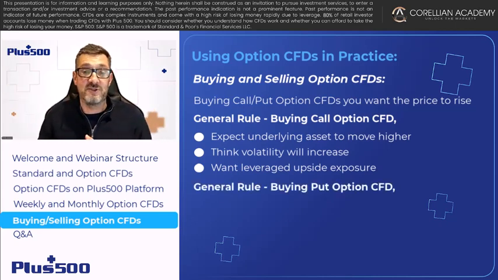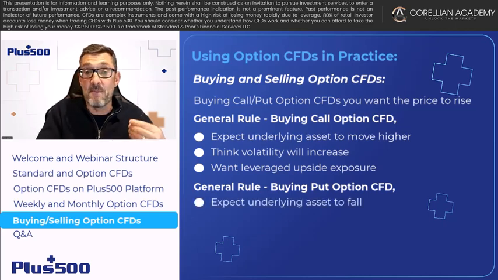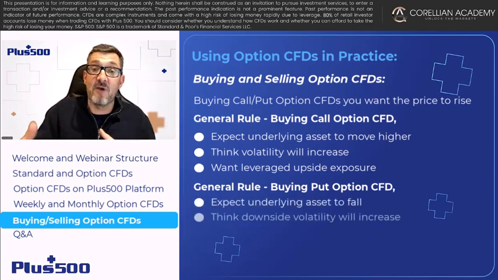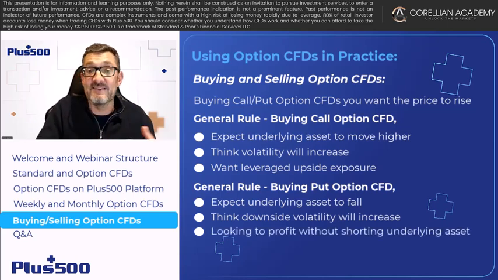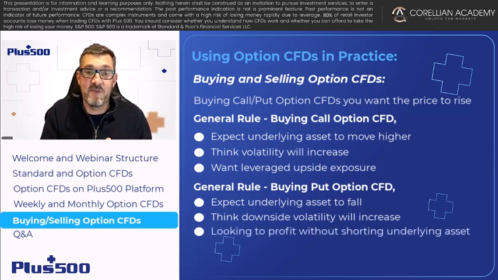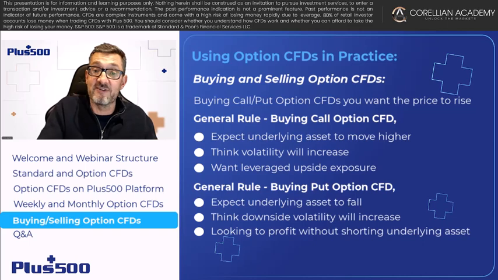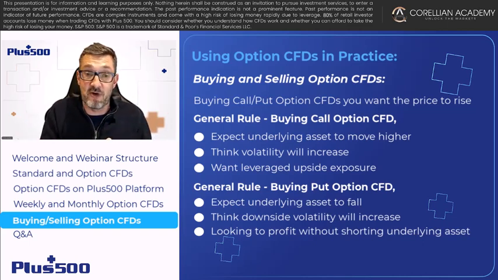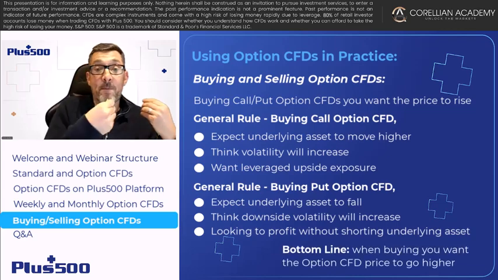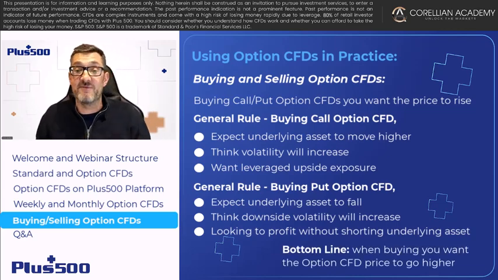When you buy a put option CFD, you expect the underlying market to fall, you think downside volatility will increase, and you want to profit from weakness without shorting the asset. A falling market or rising volatility usually will lift the put option CFD premium price. The bottom line, when you're buying, you want the option CFD price to go higher.